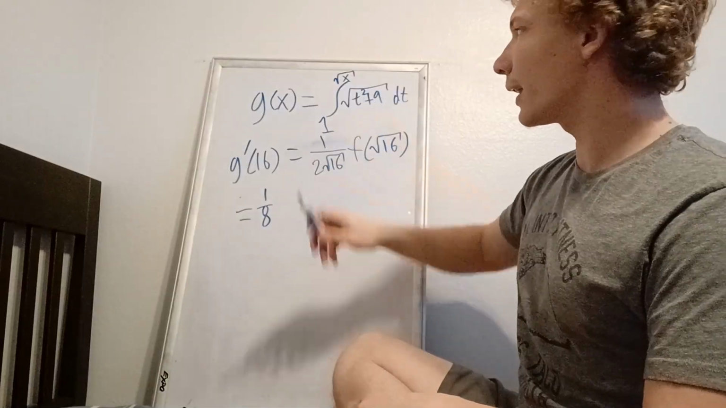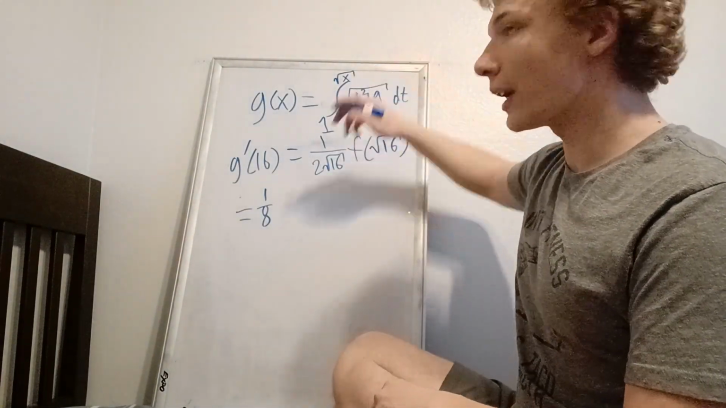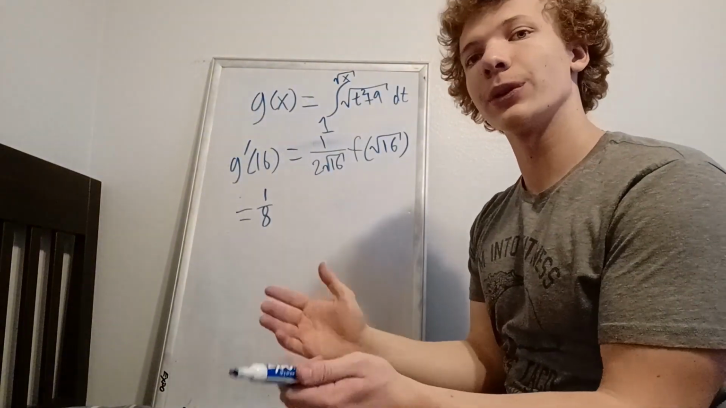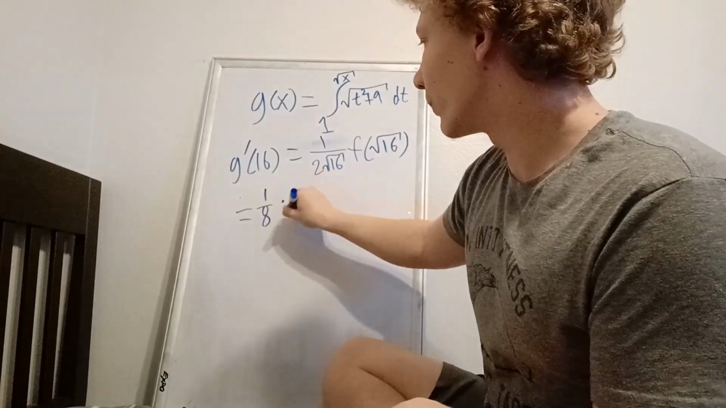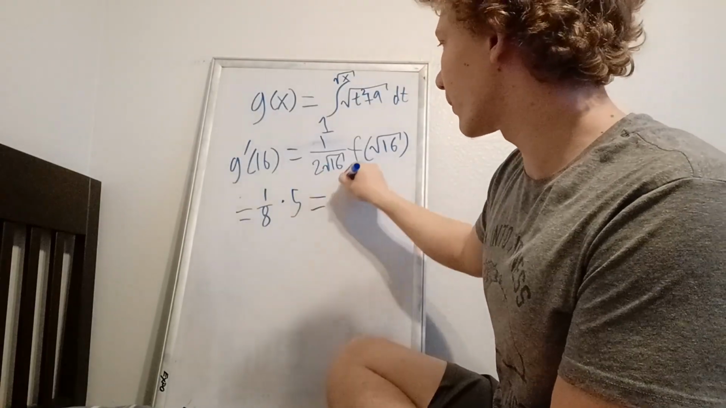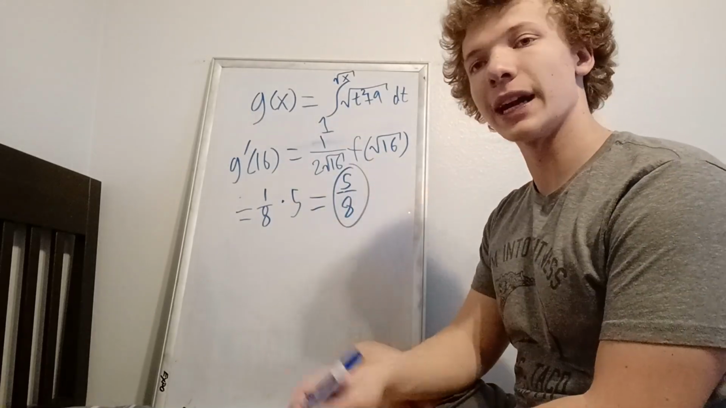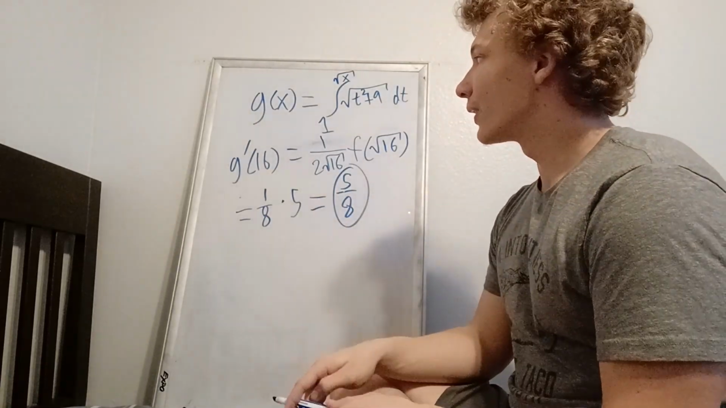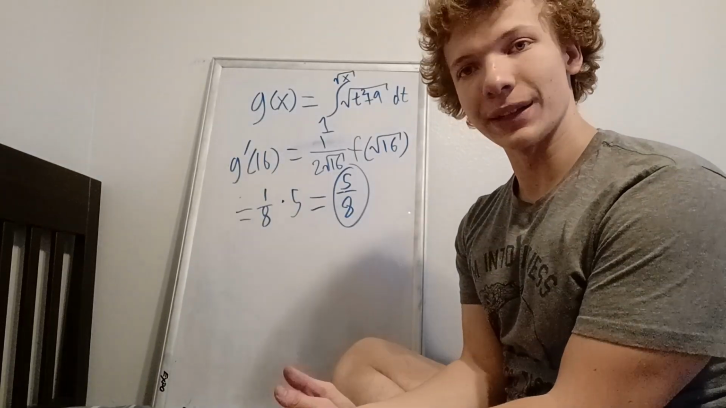16 plus 9 is going to be 25, and then there's still this square root on the outside to take care of, so the square root of 25, which is, of course, 5. 1/8 times 5 is, of course, just 5/8, and this is going to be our final answer. g prime of 16 is equal to 5 over 8.